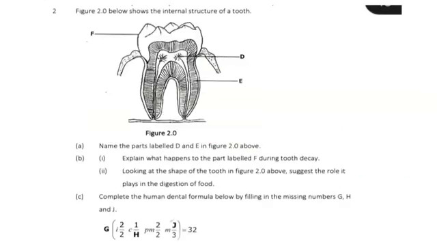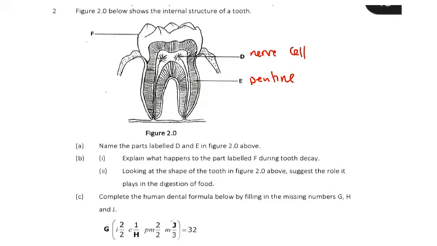Now let us look at this one. Equally, this one is just the same. The diagram below, figure 2.0, shows the internal structure of the tooth. It's just a repetition of what we looked at. Name the part labeled D and E. What is the part labeled D and E? This one is the dentine. Then the other is the nerve cell or nerve ending.